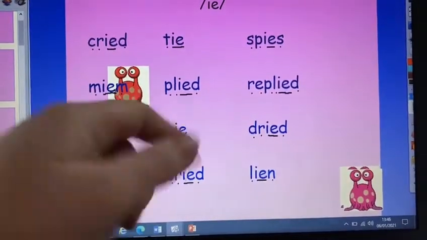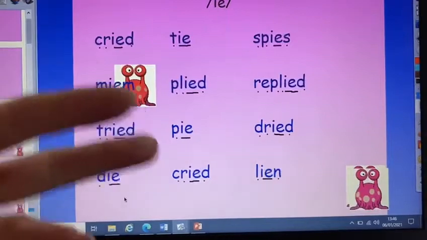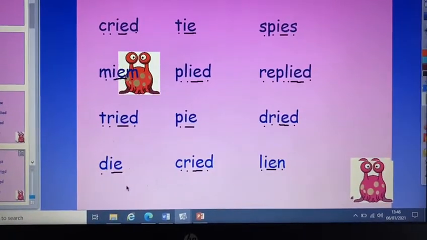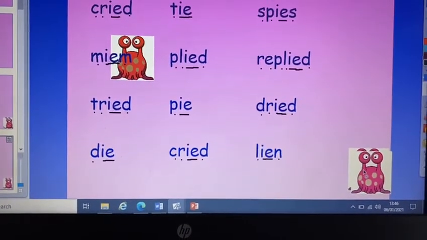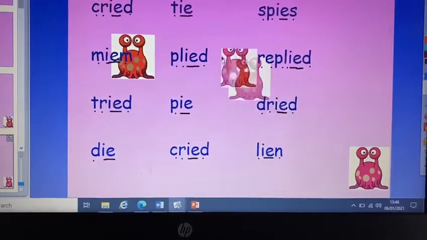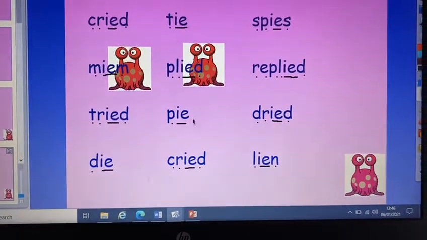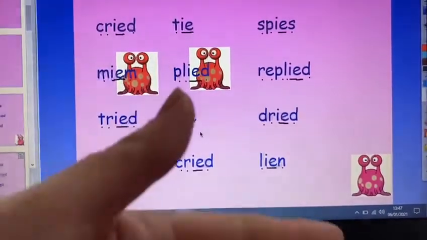And here, plied. Have a think about that word. Is that real or is that an alien word? Well done, it's an alien word, isn't it, that one? So I'm going to drag my alien picture up here. Oh, there's two in a row there now. Plied. Okay, and this one, pie.